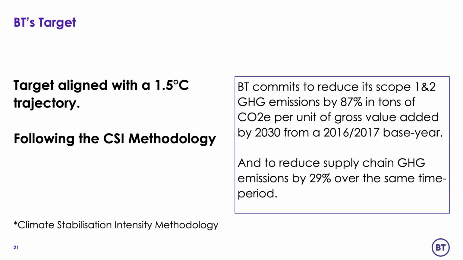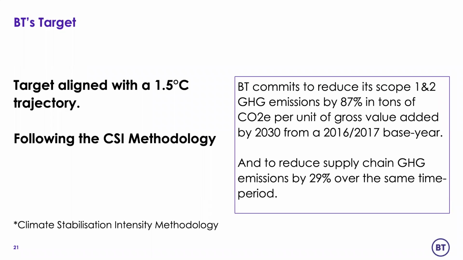Yeah. So it is a target aligned with 1.5 degrees, and as I mentioned, the methodology is what's called the climate stabilization intensity methodology. But basically it's an intensity target against a financial metric, gross value added, and you can see there the wording of the target that Gabrielle's already mentioned, an 87% intensity target for the year 2030 against a 2016-2017 base year. And also as part of that is a supply chain target.